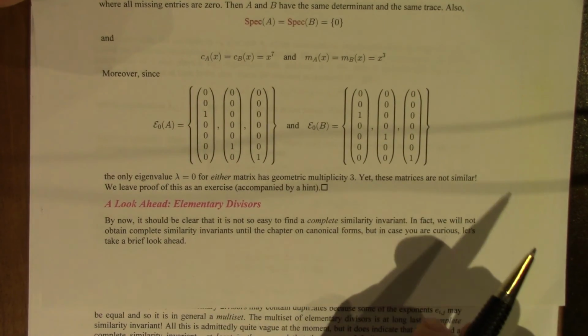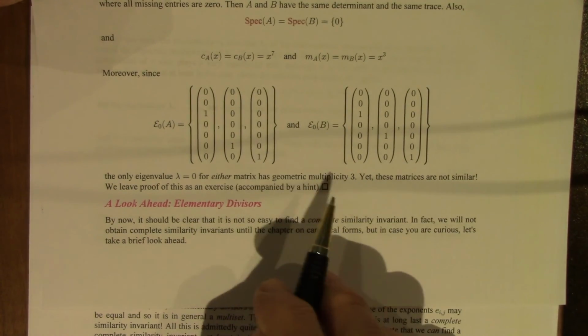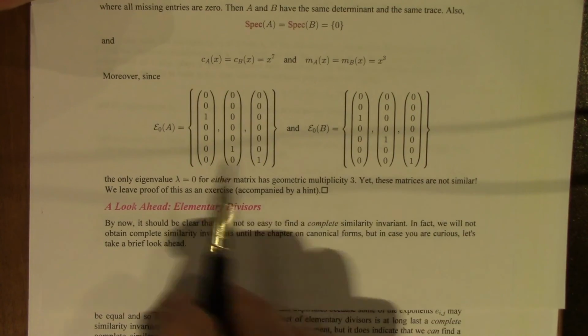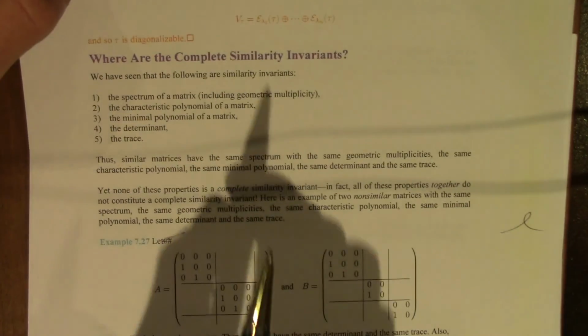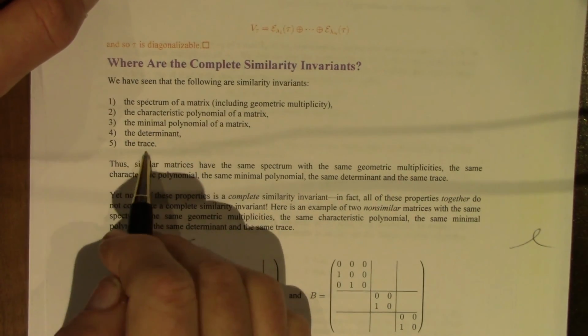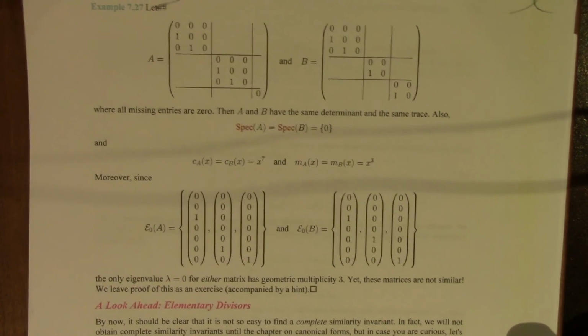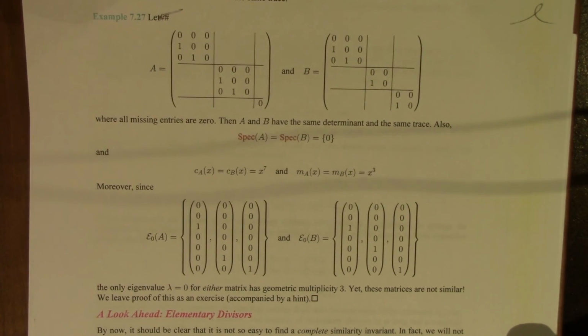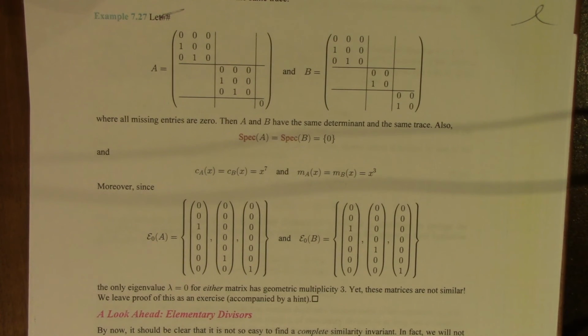So they have the same geometric multiplicity, 3, for the eigenvalue. So for these two matrices, this list of data is identical, and yet these matrices are not similar. And I left that for you to show as an exercise. I gave a hint in the exercise set to help you out.